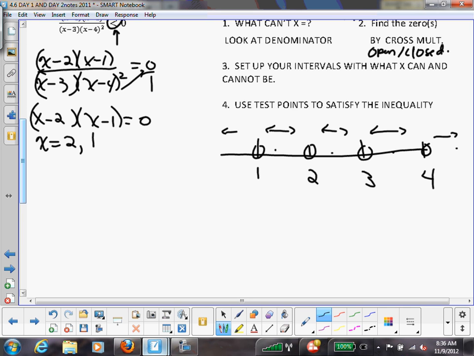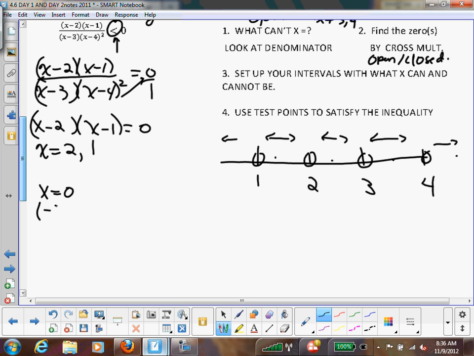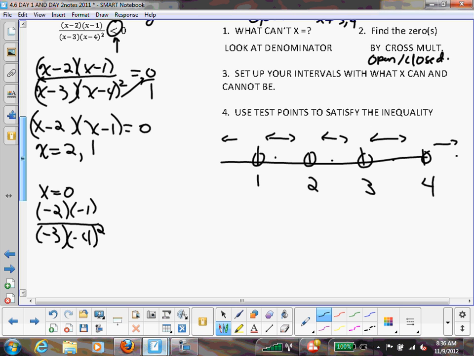What is a great value to use to the left of 1? Perfect. So let x equal 0, and we plug it in to our original inequality. So if I plug in 0, I get negative 2 times negative 1 over negative 3 times negative 4 squared. Now, what makes this problem really nice is overall, remember, because it was less than 0, I'm just looking for what kind of an answer? A negative. So who cares what the number is at this point? Let's just see, do we get a positive answer or a negative answer?